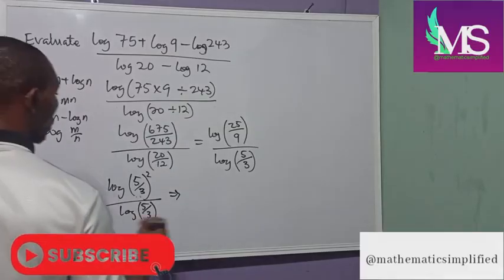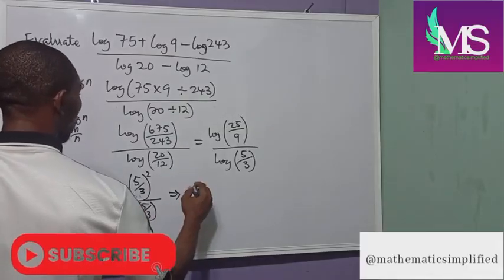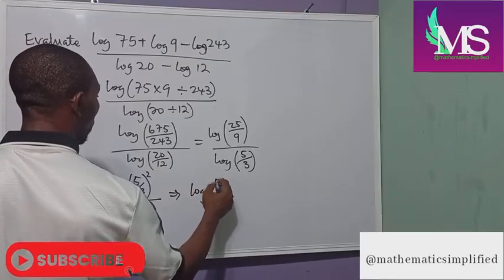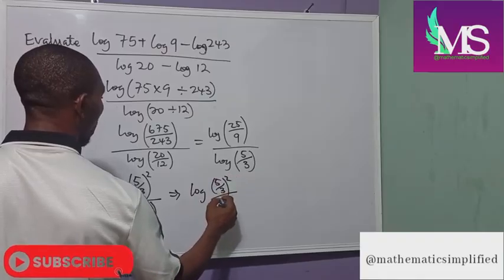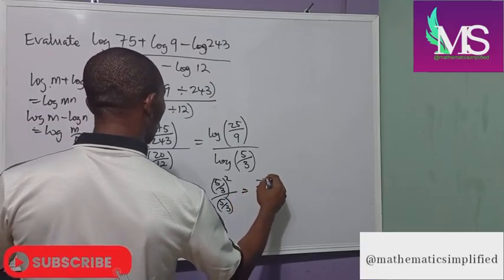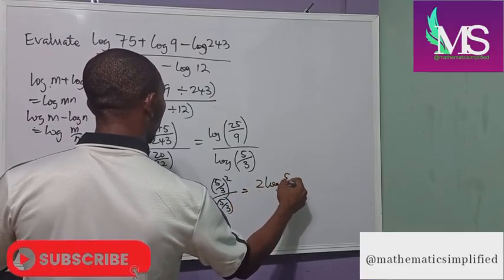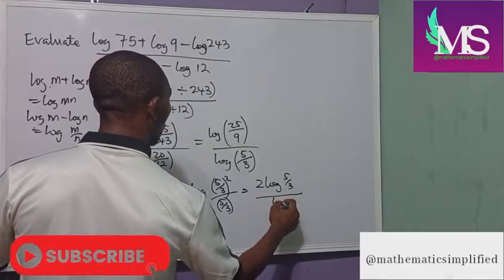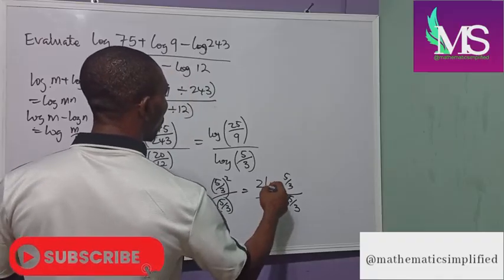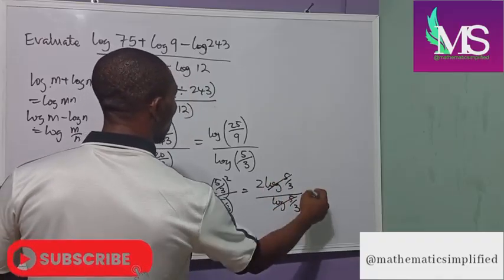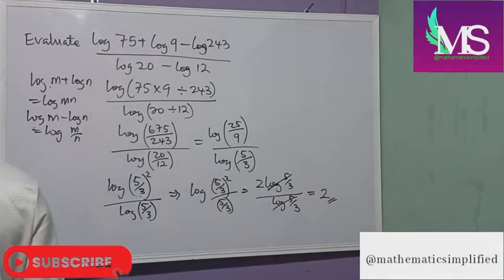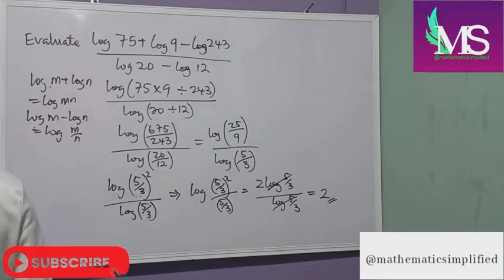This becomes, yes, both will become log 5 over 3 all squared over 5 over 3. We are having it as 2 log 5 over 3 over log 5 over 3. Alright, so this, we cancel this, leaving us with 2. So our answer will become 2.